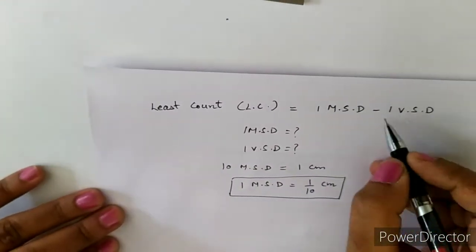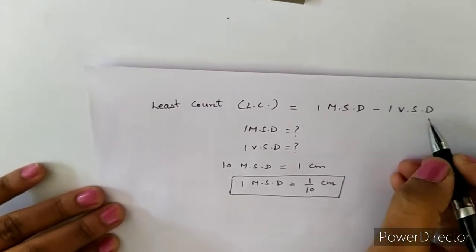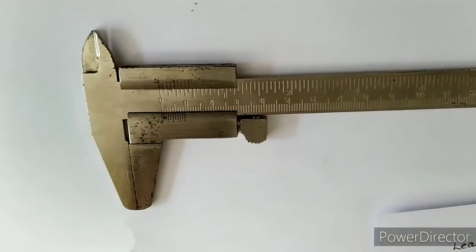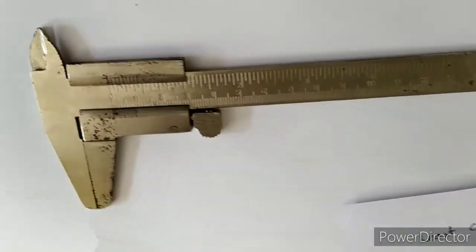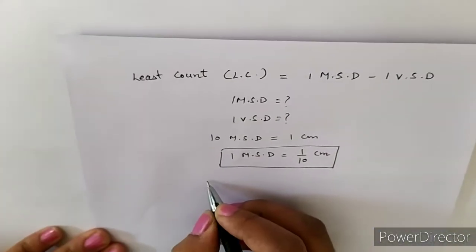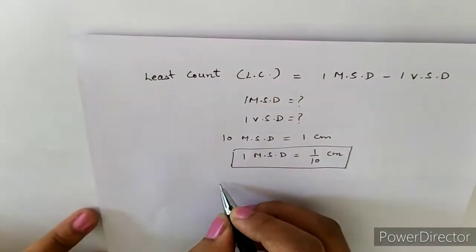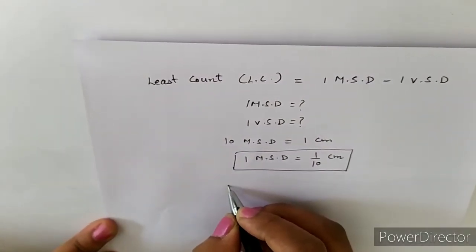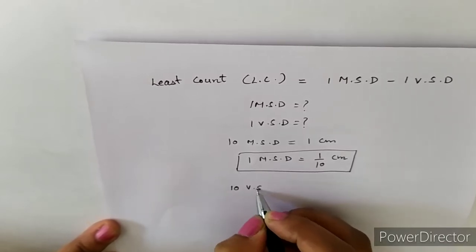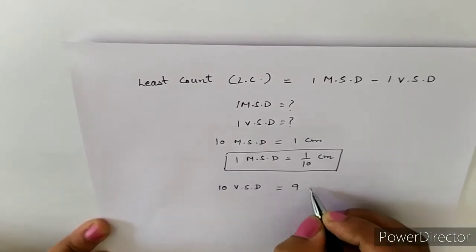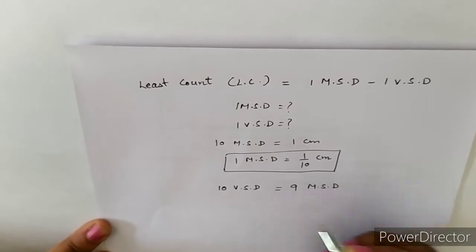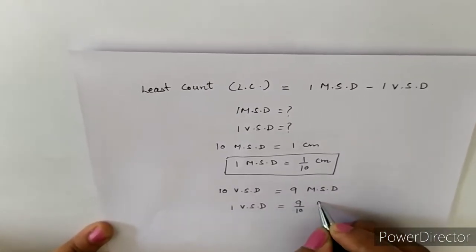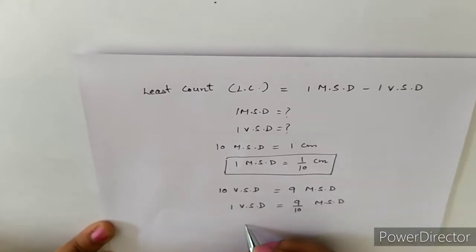Now the next step is to find the value of one vernier scale division. As we already discussed, the relation between main scale division and vernier scale division is that 10 vernier scale divisions is equal to 9 main scale divisions. So one vernier scale division is equal to 9 by 10 main scale division.